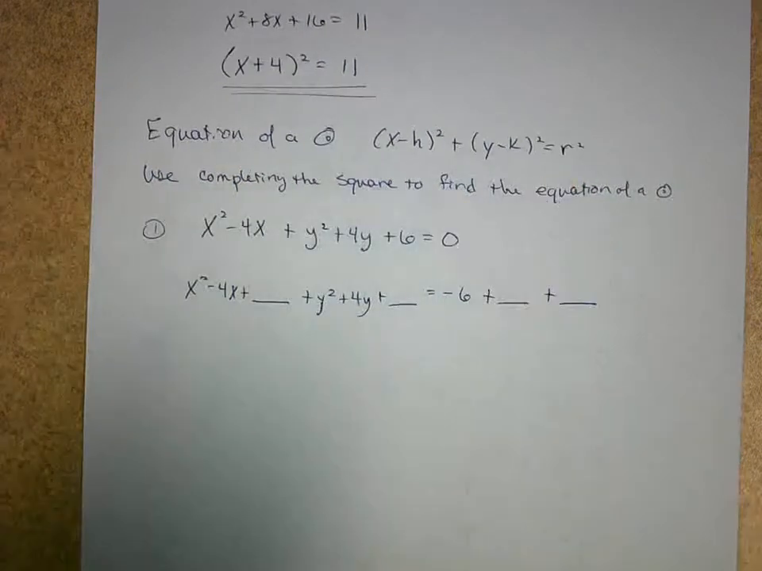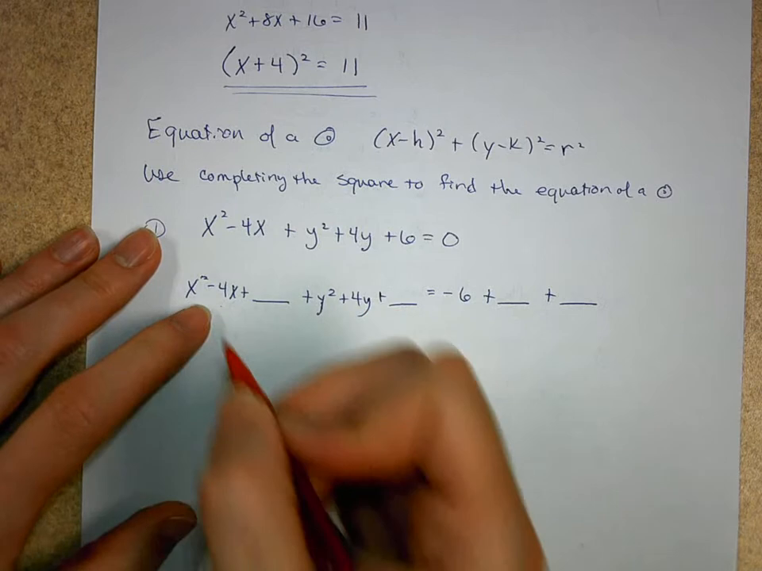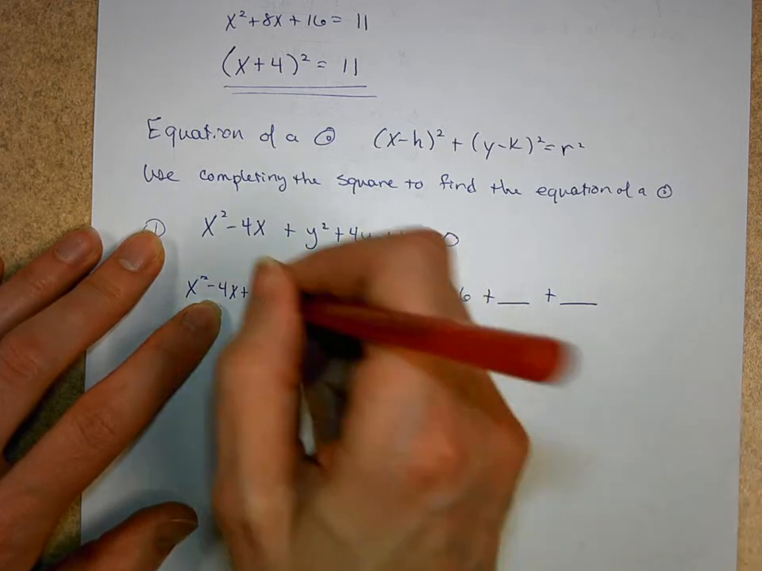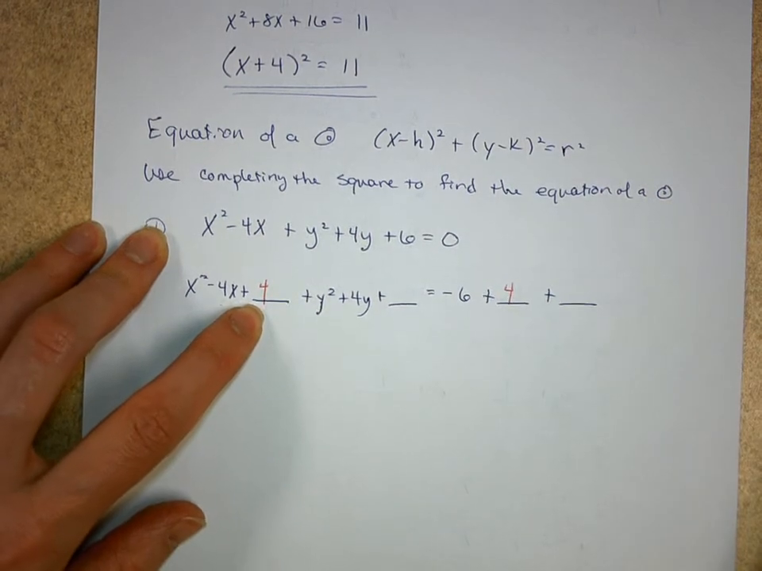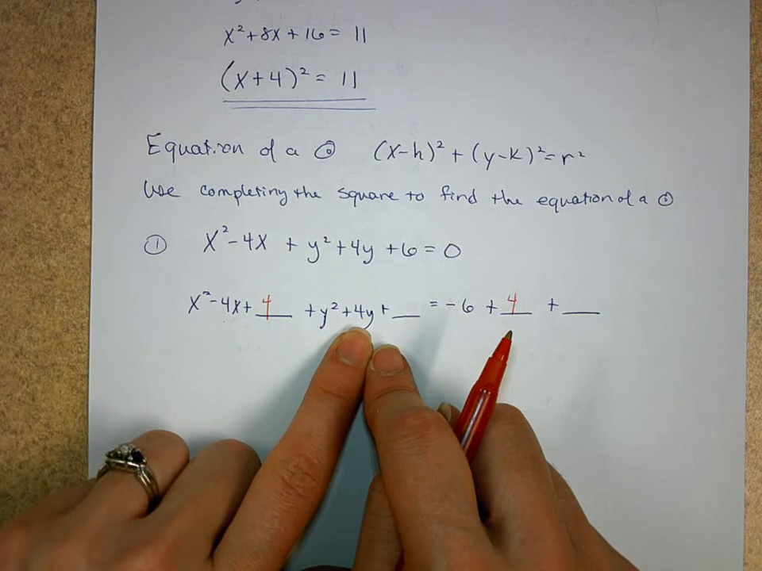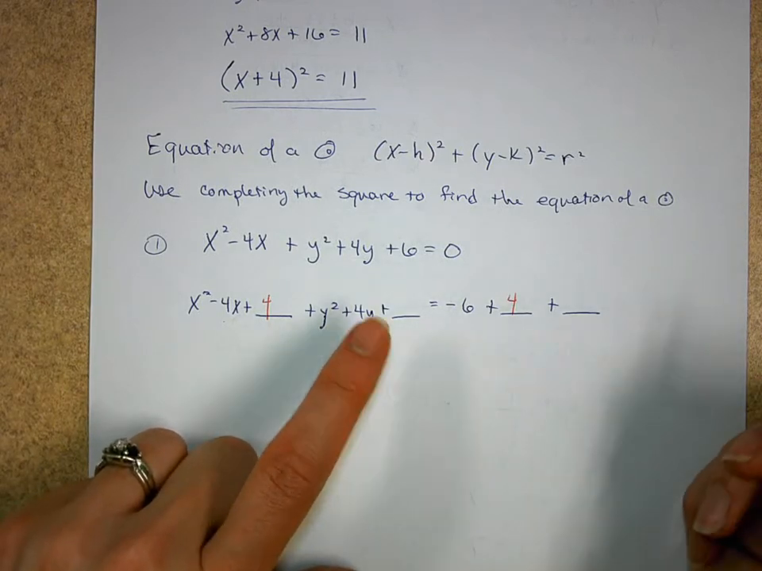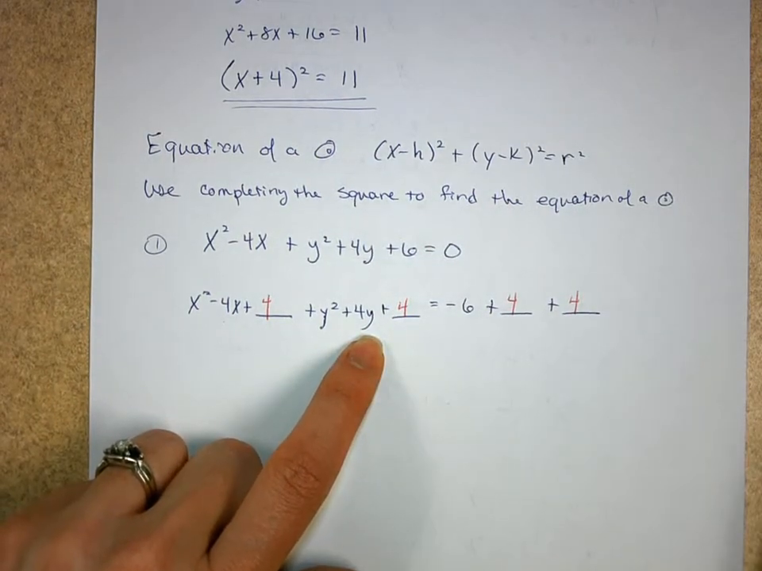So now let's go ahead and figure out what we do next. So now I go to the 4 and I divide it by 2. What's a negative 4 divided by 2? That's a negative 2. Square it. What's a negative 2 squared? 4. So if I add 4 here, what do I do to the other side? Add 4. Okay, good. Now, same thing here. When I have a positive 4 divided by 2, it's a positive 2. But a positive 2 squared is what? 4.